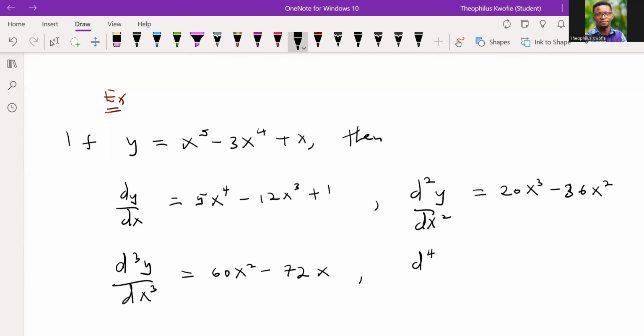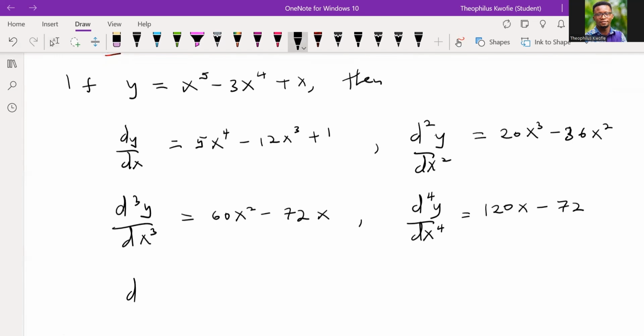So our fourth derivative, we're going to have 120x minus 72. Now, who can give us our fifth derivative? You can put it in the comment section, then I would attend to you. Our fifth derivative should be 120. Good student. So I believe at this point, everybody understands this section.